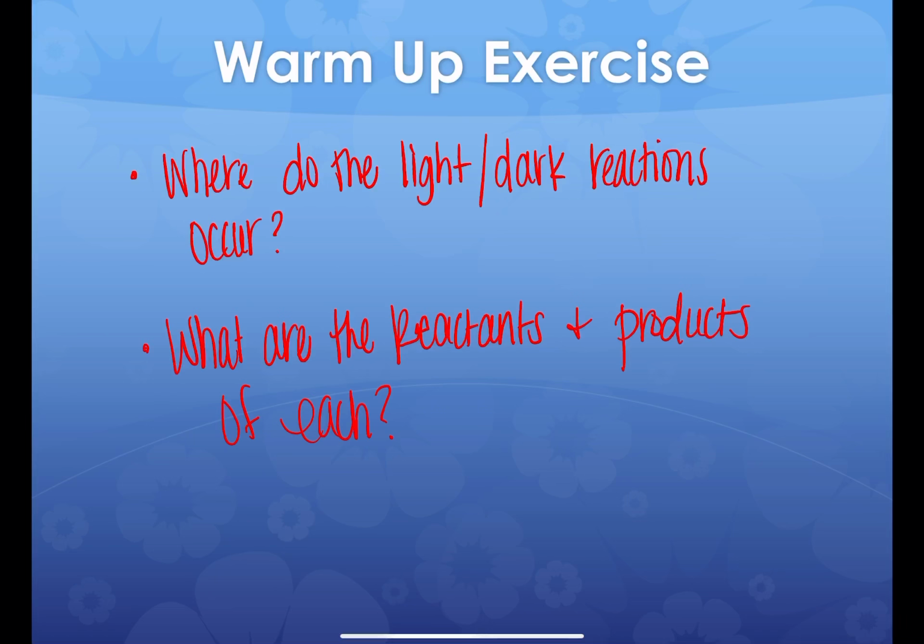In photosynthesis, the light reactions happen in the thylakoid. That's the little pancake-like structures that stack together in grana in the chloroplast. And the dark reactions occur outside, in the open space in the chloroplast, which is called the stroma. That's really important. The second question, what are the reactants and the products of each?